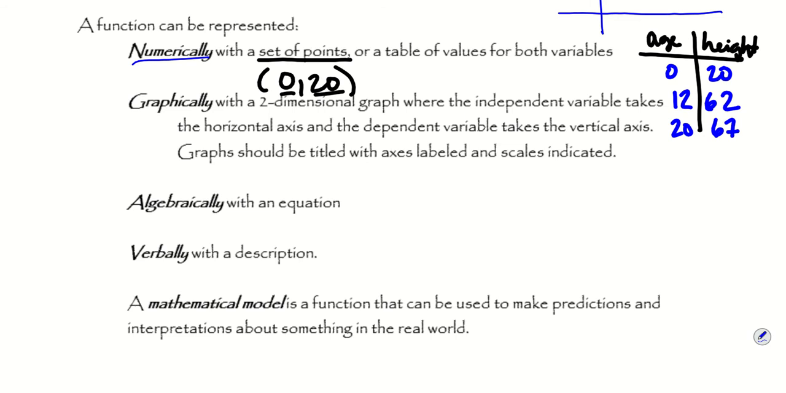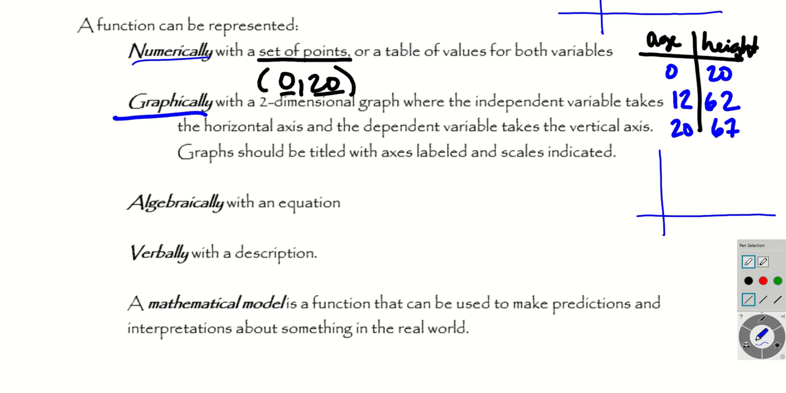Another way that we can represent functions is graphically. We do that with a 2-dimensional graph. So if we were to graph this situation, we would have 2 axes, a horizontal and a vertical. The horizontal is for our independent variable age. The vertical is for our dependent variable height. It's very important that we label our axes.